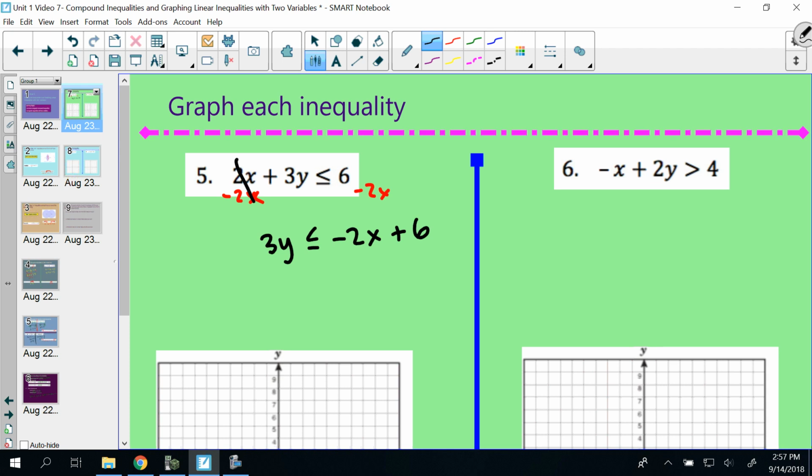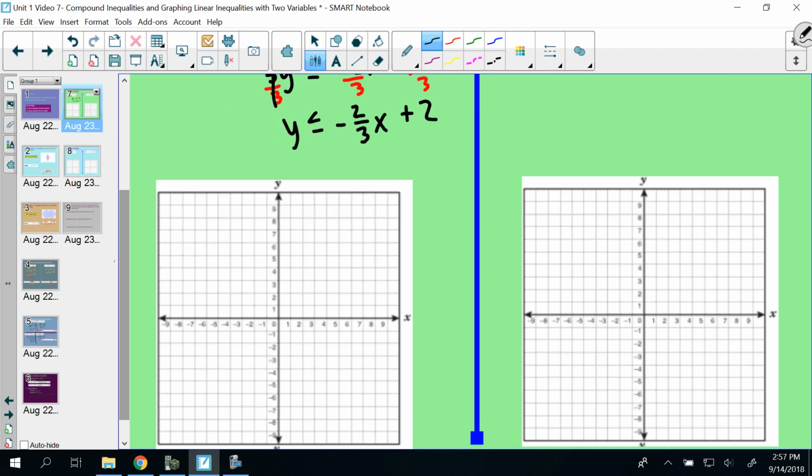Okay, now we want that 3 gone. So divide, and you got to make sure you divide everything by that number. So now we got y is less than or equal to. Since 3 doesn't divide into negative 2, we'll leave it as a fraction for graphing here. 6 divided by 3 is 2. So now you go down to your graph. Graph like you normally do, getting points here. So start at 2. Our slope is down 2, right 3.